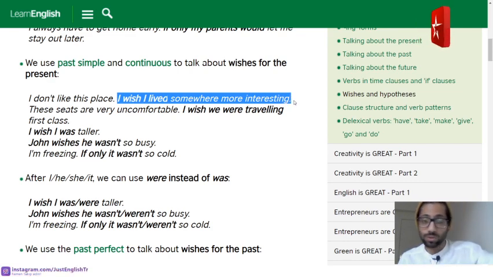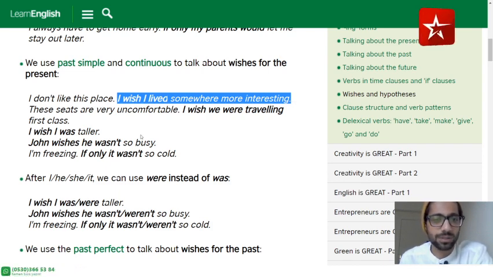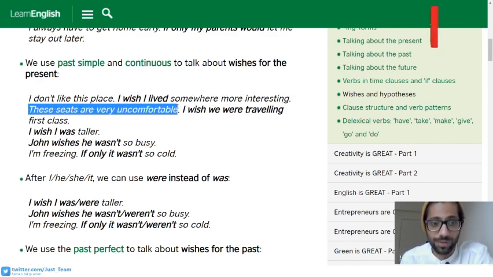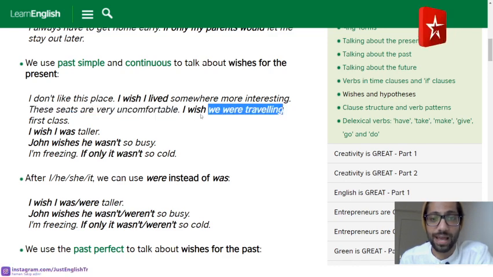Now, this is what all people wonder about. Like, I really wish I would have lived somewhere else. These seats are very uncomfortable. Again, present simple. I wish we were traveling first class. Now here you've got the past continuous, as we see, subject and auxiliary verb and the verb plus ing.